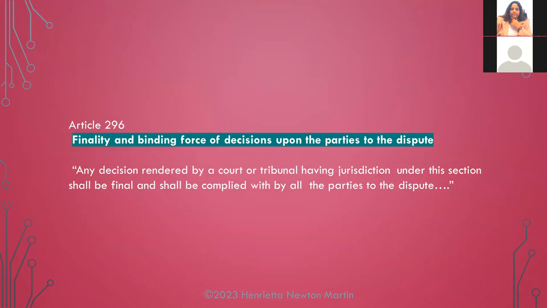Now, Article 296 talks about finality and binding force of decisions upon the parties to the dispute. Any decision rendered by a court or tribunal having jurisdiction under this section shall be final and shall be complied with by all the parties to the dispute. That means, as we discussed earlier, remember we said it's binding, upon all the parties to the dispute between the state parties.